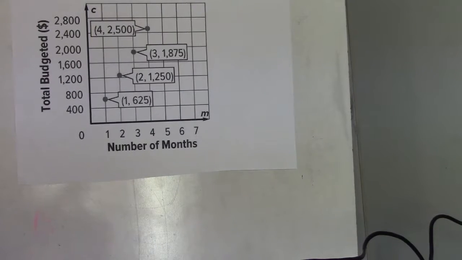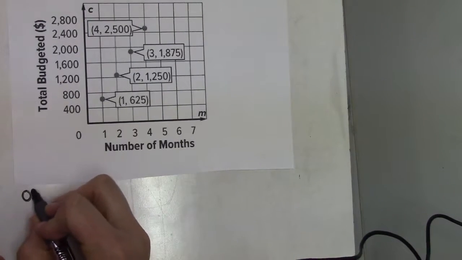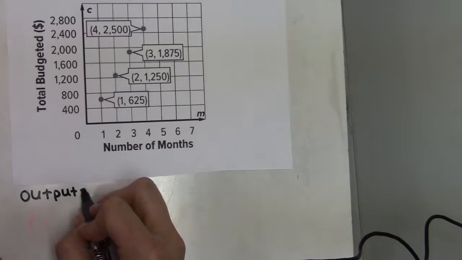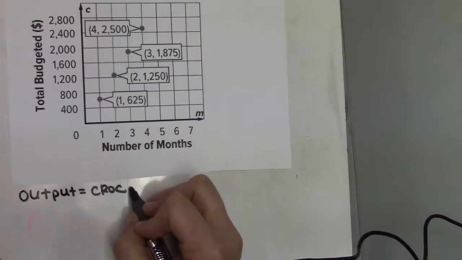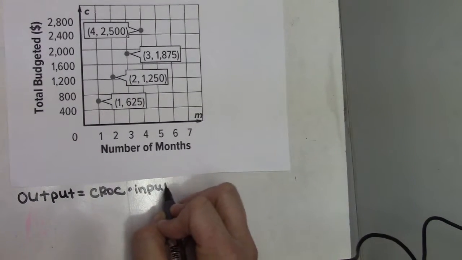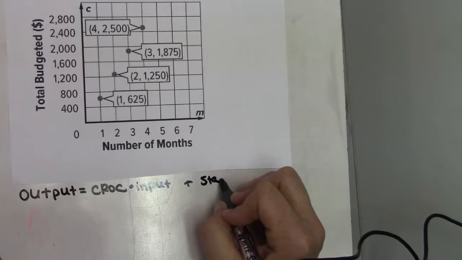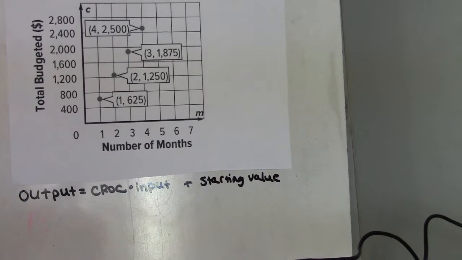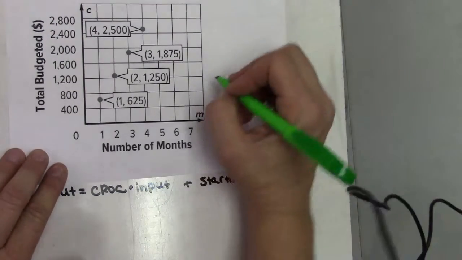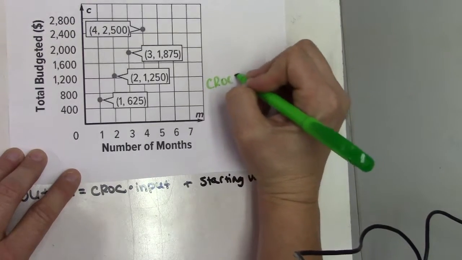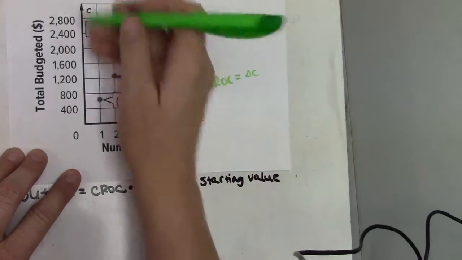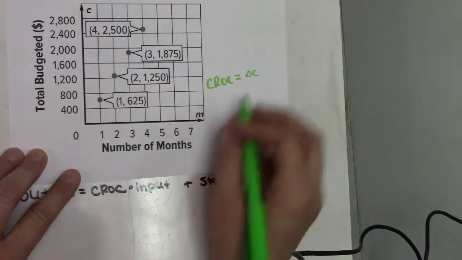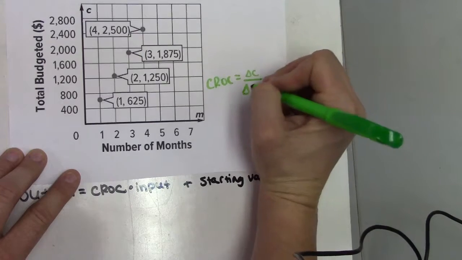So just like in the previous problem, we use this idea that our output is equal to a constant rate of change times an input value plus whatever a starting value might be. So let's start with the constant rate of change. In this case, because we're not using x and y, we're using m and c, our constant rate of change, or our slope, is going to be equal to the change in c, because that is the vertical or output or y-axis, divided by the change in m.